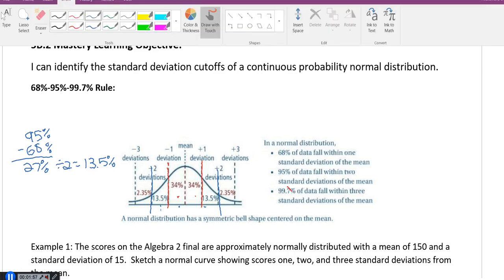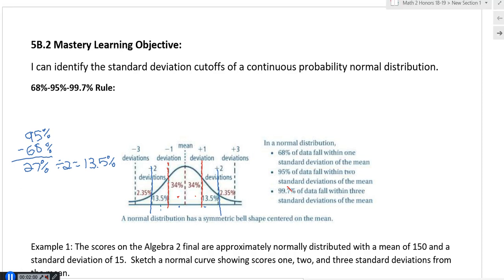Then 99.7% falls within three standard deviations, so in these lines. So we have 2.35%, and again, same way of getting that. We want 99.7% in three standard deviations, but we've already used 95% in the middle of these two, and you get 4.7%. Divide by 2, you get 2.35%.